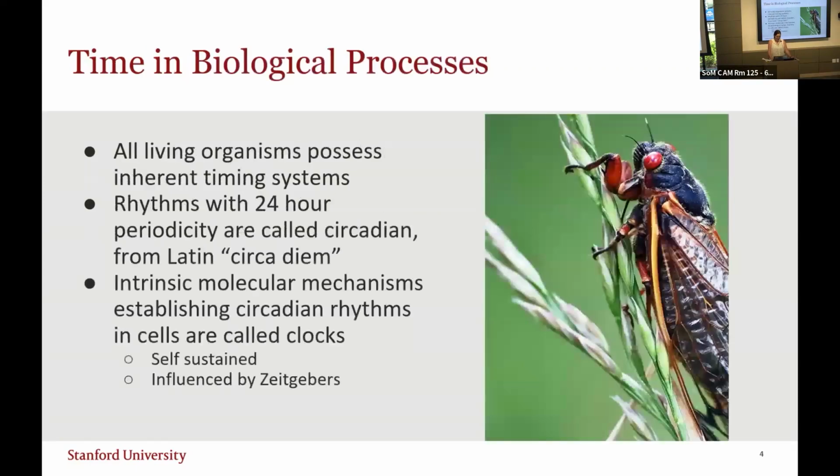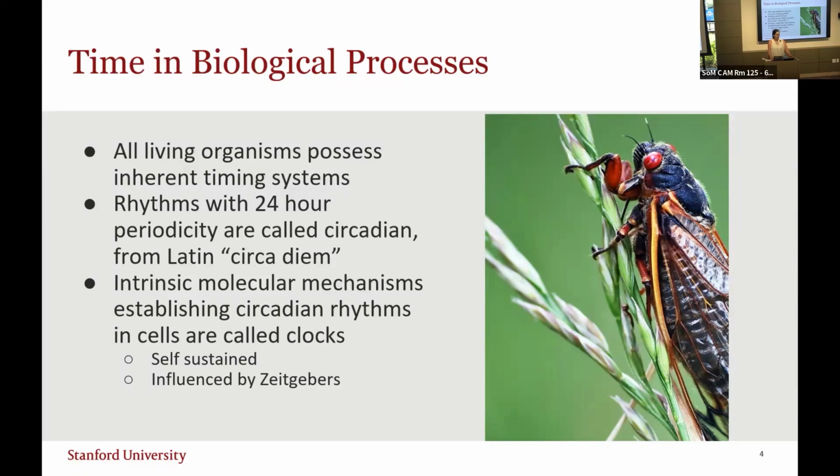So first, I wanted to briefly talk about time in biological processes. Humans tend to think of time as a uniquely human concept, but it's actually inherent in all living organisms, whether it's on the minutes to hours level, to days, all the way up to years and decades. And I've included a picture here of the cicada as an example of that. We'll be talking mostly about circadian rhythms today. So that's a rhythm with a 24-hour periodicity. It's called circadian from the Latin circa diem, or about one day. And there are intrinsic molecular mechanisms that establish these rhythms in cells.